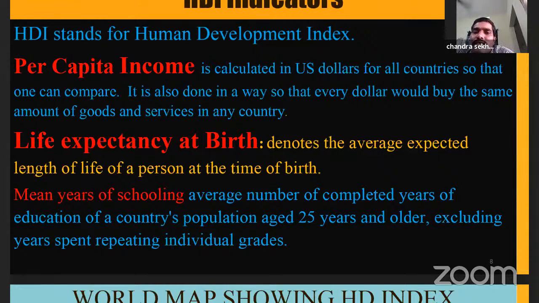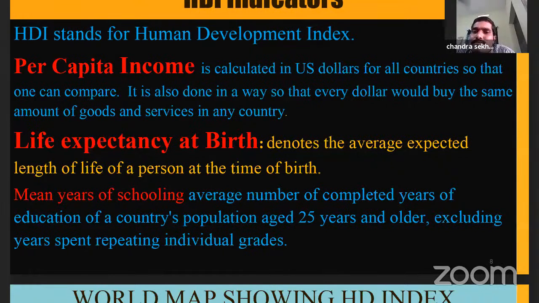Next one is mean years of schooling. Average number of completed years of education of a country's population aged 25 years and older, excluding years spent repeating individual grades. So in earlier comparisons, we considered literacy rate, but here we are taking mean years of schooling. So what is the difference between literacy rate and mean years of schooling? In literacy rate, we just consider the people who have 7 and more years, if they can read and write in any language, as literates.